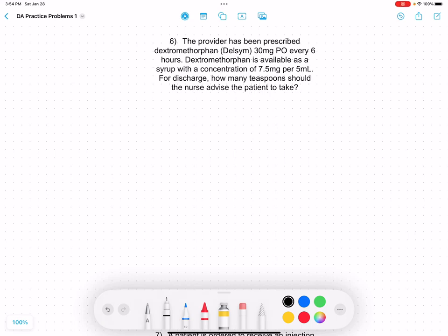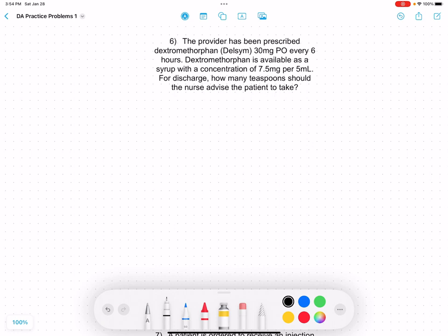Question 6. The provider has been prescribed dextromethorphan, Delsym, 30 milligrams PO every 6 hours. Dextromethorphan is available as a syrup with a concentration of 7.5 milligrams per 5 milliliters. For discharge, how many teaspoons should the nurse advise the patient to take? All right, so a little bit of complication in this one.